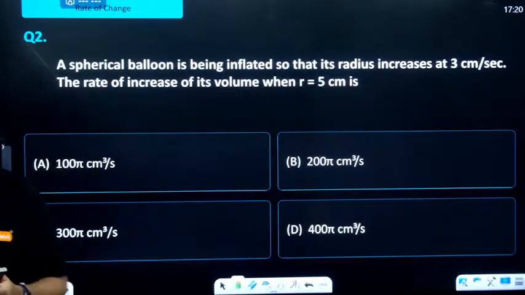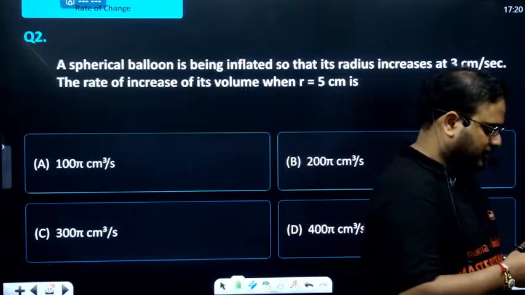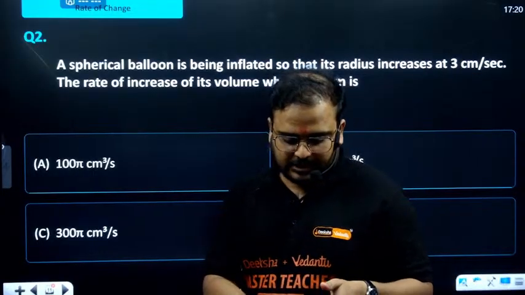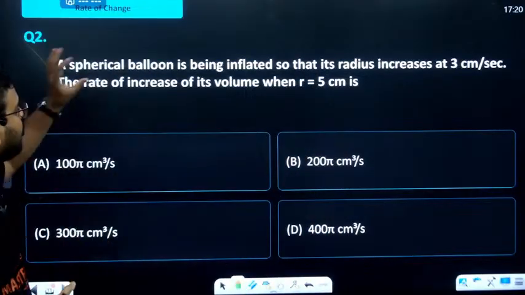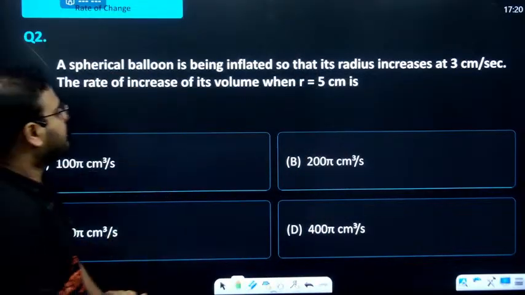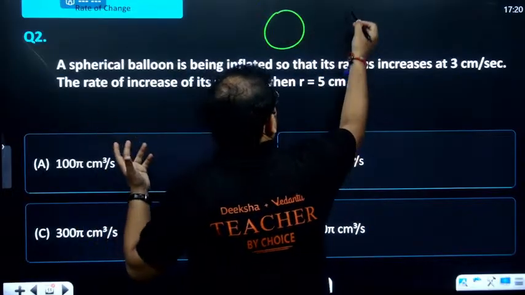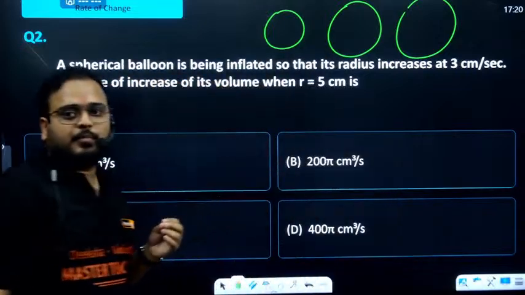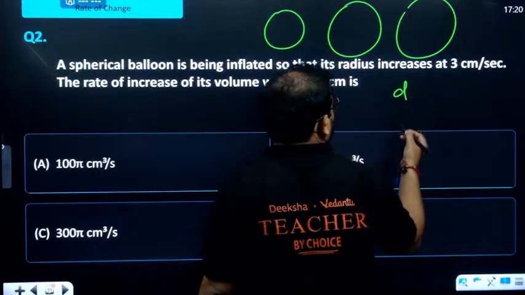Question number 2. Answers, guys. Question number 2. Anyone? Shania, try this. Okay, a spherical balloon is being inflated. So a balloon being inflated means it is going higher in volume like this. Okay, so basically volume is increasing. So we have the volume being increased.